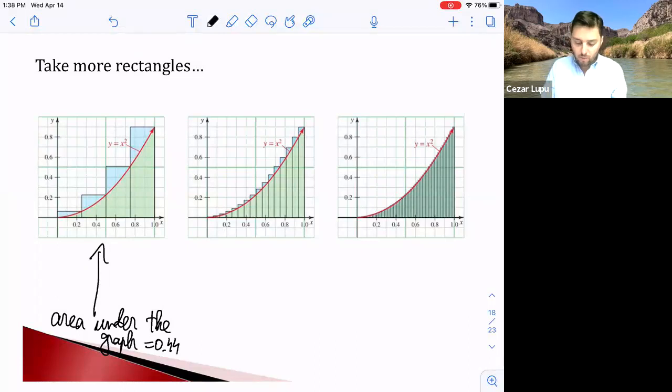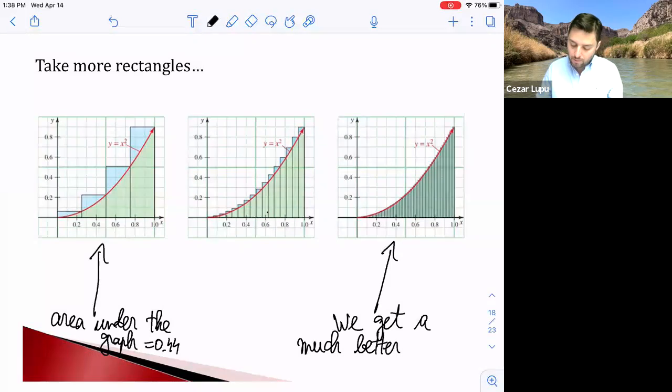We dealt with this one, but you can take more rectangles here, as you can see, right? And so here are more rectangles, right? How many of them are there? Like 1, 2, 3, 4, 5, 6, 7, 16, right? And God knows how many are here. So you see, you get a much better approximation.